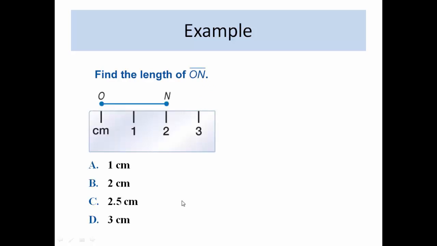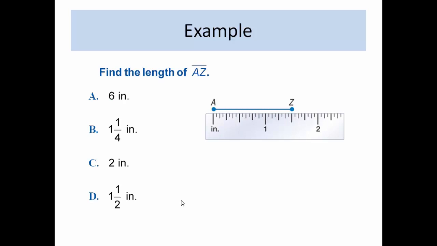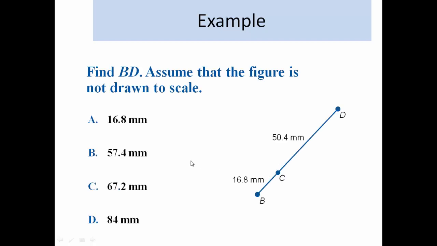Find the length of ON. This is going to be 2 centimeters. Find the length of AZ. The answer to this is going to be 1.5 inches. Find BD. Assume that the figure is not drawn to scale. Well, you're going to add together your two smaller pieces to get your bigger piece. Your answer is going to be 67.2.